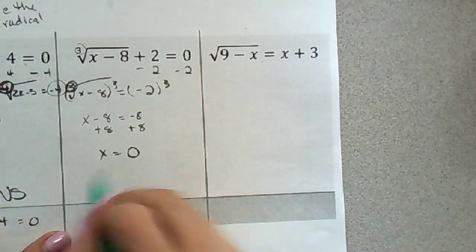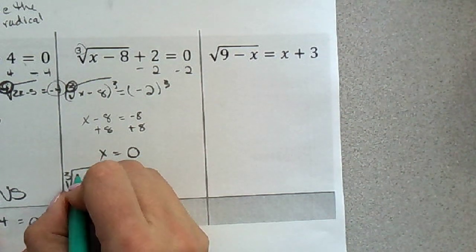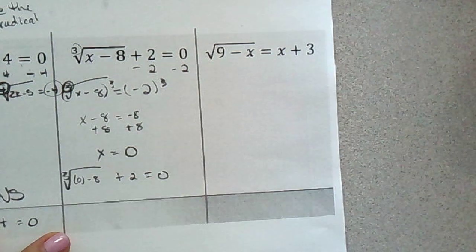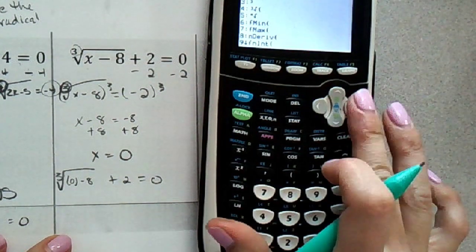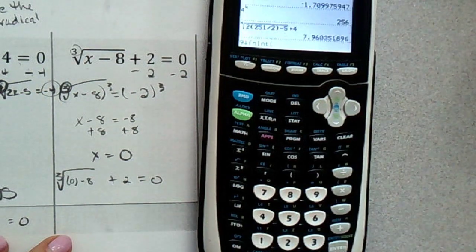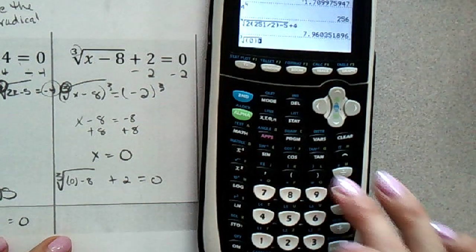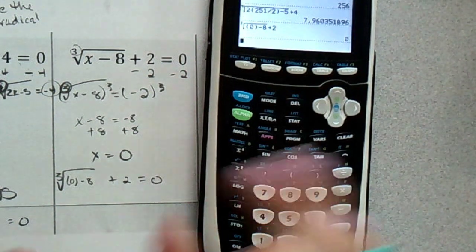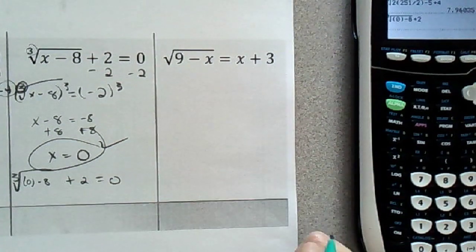Then we're going to plug that in. We're going to write the cubed root of 0 minus 8 plus 2 equals 0. We're going to make sure that's true. So we're going to go to our calculator, down to the 4th option, which is our cubed root. We're going to type 0 minus 8 plus 2, and we get 0. This solution does work. So that is the solution.